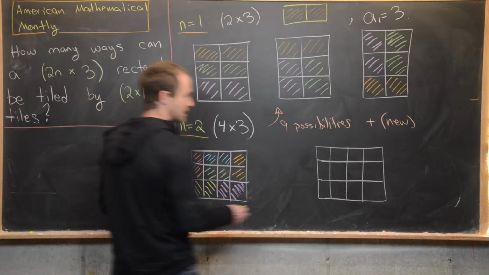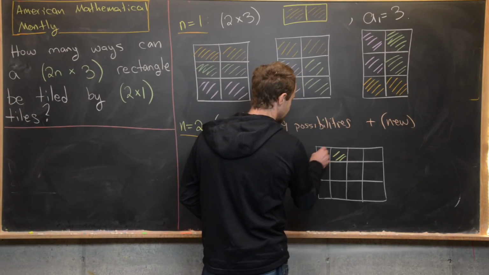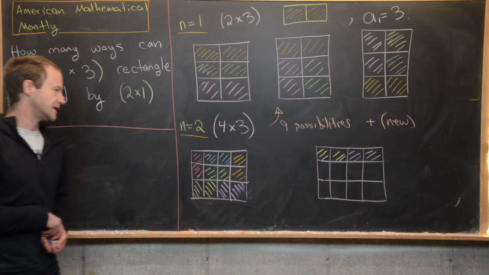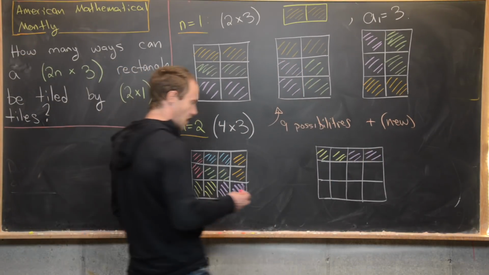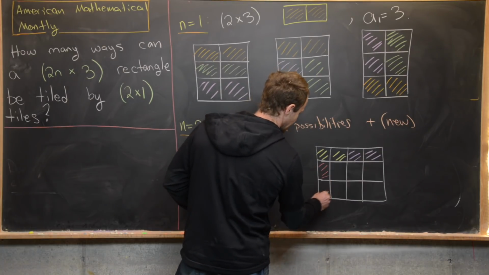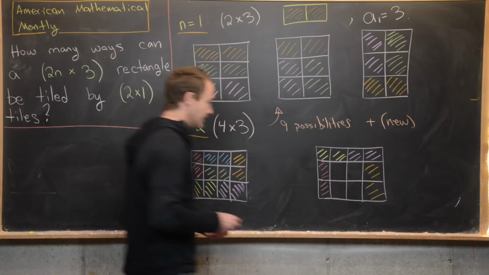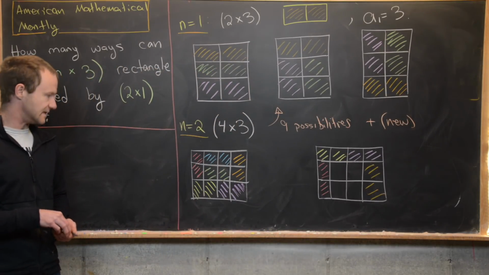So let's draw that in. We could have 2 horizontal pieces on the top, so like that, and then like that. And then next we could have our vertical pieces on the edges. So that would be like here, and then also like here, and then 2 horizontal pieces in the middle.